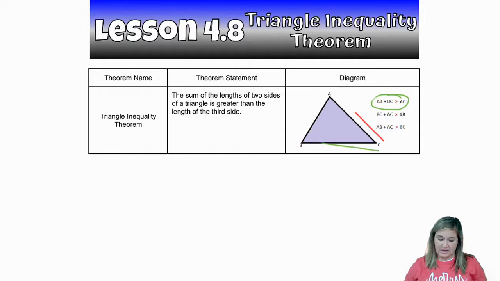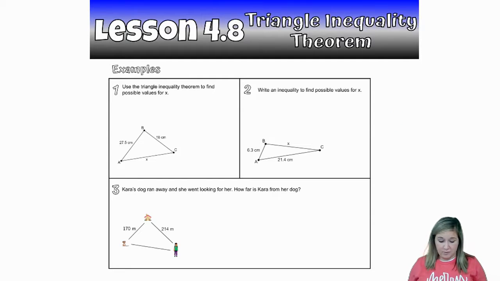Same thing with any two sides. It's not just specific sides. It's any two sides. If you add those two, they have to be greater than the third side. And again, it can't even be equal to, because either the triangle won't close all the way, or you have an extra side length that continues on. That's the whole point of this theorem, essentially. All right, so let's take a look and see how this looks in our examples.